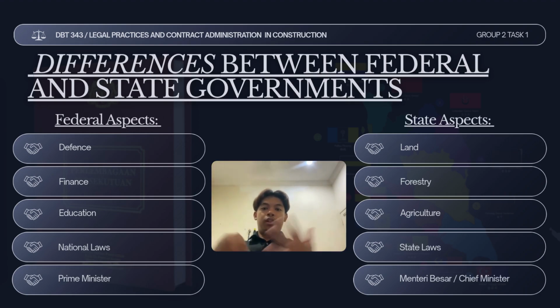Now, let's have a look at the state aspects. First one is state governments take care of local matters, mostly dealing with local resources like land, forestry, and agriculture. Next, their reach is local, meaning that state law only applies within that specific state's borders. And lastly, their leadership is headed by a Menteri Besar or Chief Minister working with the state's ruler or governor.